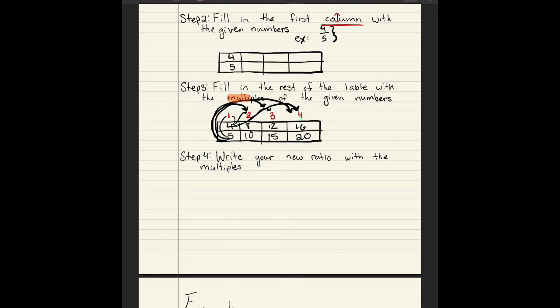So let's highlight the multiples. Multiples of the given numbers. These are the multiples. And let's go back in and add green for given numbers. These are given numbers.